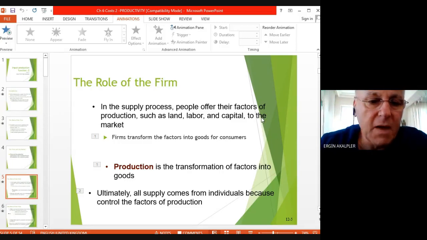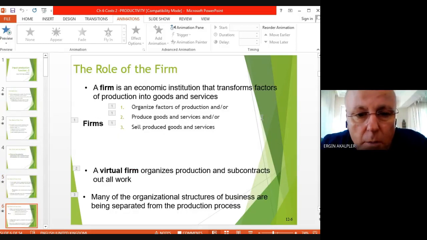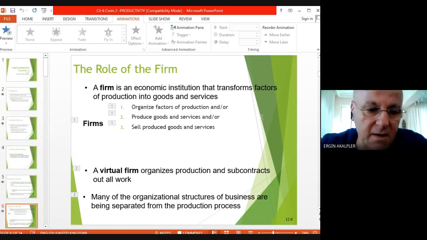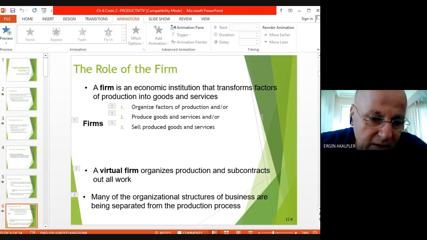A firm is an economic institution that transforms factors of production into goods and services. Firms organize factors of production. Firms produce goods and services, and firms sell produced goods and services to the market, where the consumers are ready to buy at reasonable prices.